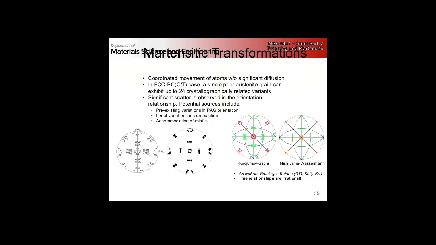Except, of course, like everything in steels, it's never these two ideals. In reality, it's somewhere in between, and it's irrational. And so this is a measured pole figure of a single crystal austenite grain that transformed to martensite.